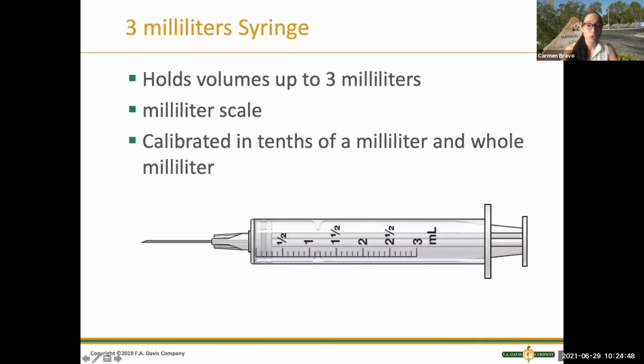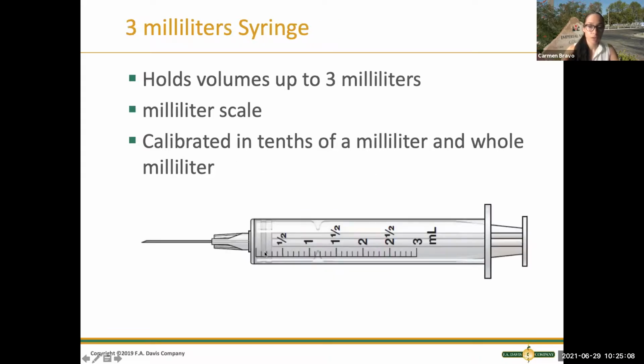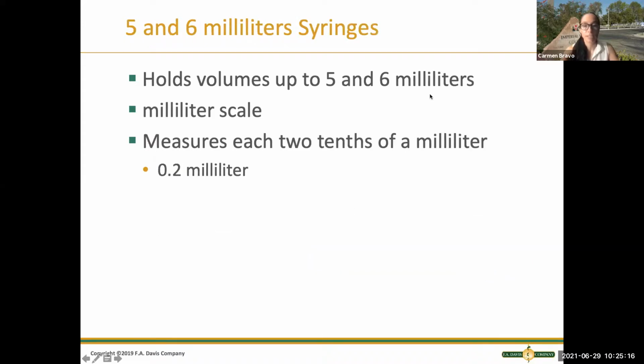Okay, we have the 3 mL syringe. The 3 mL syringe holds up to 3 mLs, and the calibration is in tenths of a milliliter. So this is 1 mL, and every line is 0.1. So every single line is 0.1. This is half a mL, 0.5, 0.6, and so forth, until the whole mL. Then we have the 5 and 6 milliliter syringes. Their calibration is 2/10, so each one of the tiny little lines means 0.2 mLs, okay?